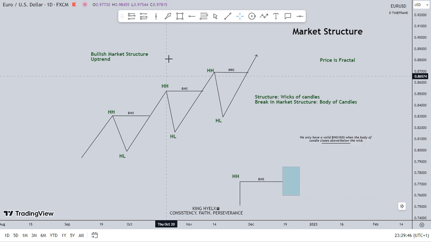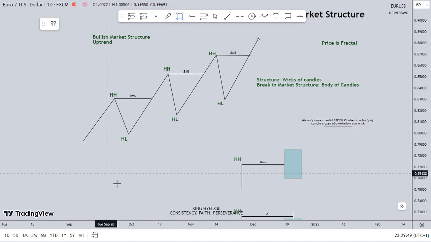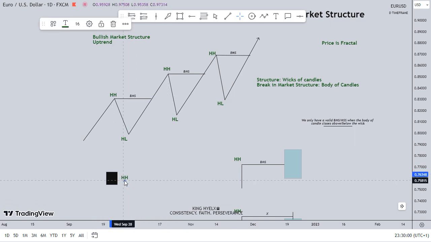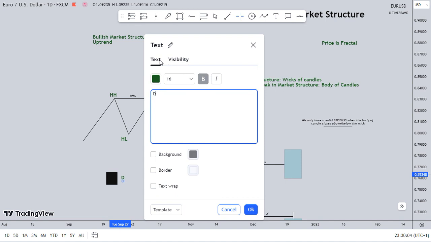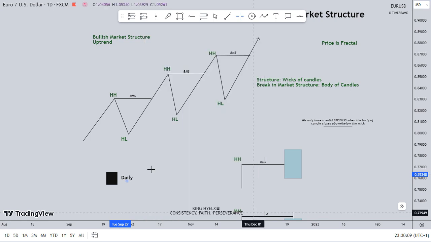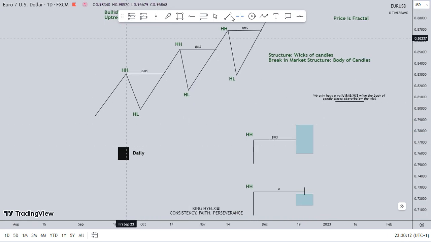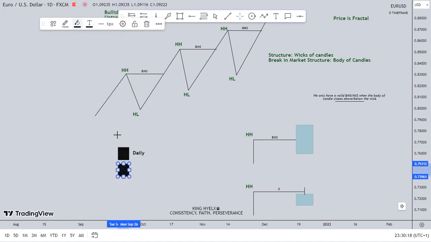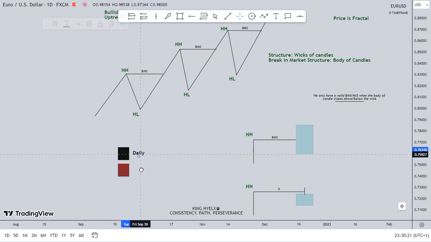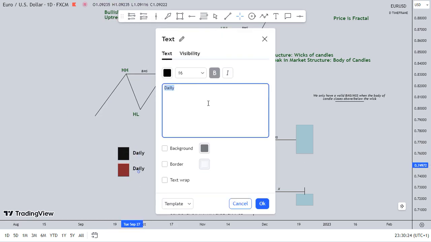Let's assume black signifies the daily time frame. I want to make a quick point before I wrap up this video. So black signifies the daily time frame, and then let's say red is going to signify the 1 hour time frame.